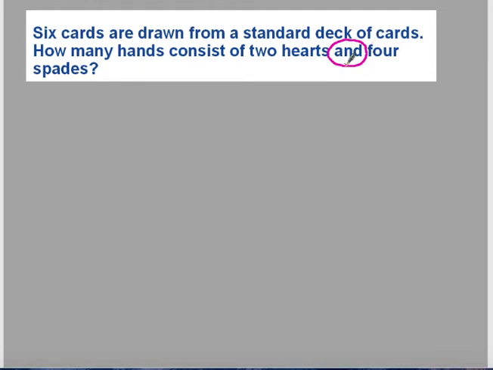When you see words such as "and" or "or" in math, we always understand that if you see "or," that should mean to add. If you see "and," that's going to mean to multiply. This and that is going to mean to multiply. So this is what we have. How many hands consist of 2 hearts and 4 spades? 2 hearts and 4 spades.